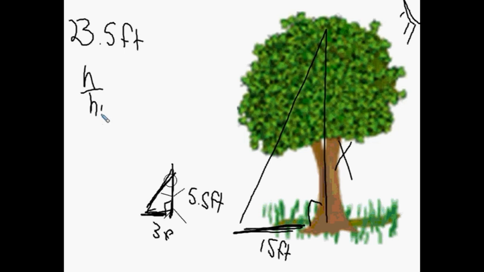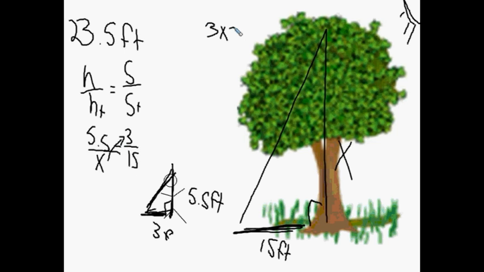So, once again, I do height over height. So I have the height of the person over the height of the tree equals the shadow of the person over the shadow of the tree. So we have the height of the person is 5.5, the height of the tree is unknown, the shadow is 3, and the shadow of the tree is 15. We do our cross products: 3x and 5.5 times 15 is 82.5.